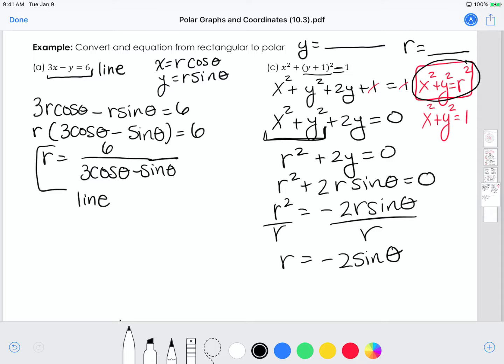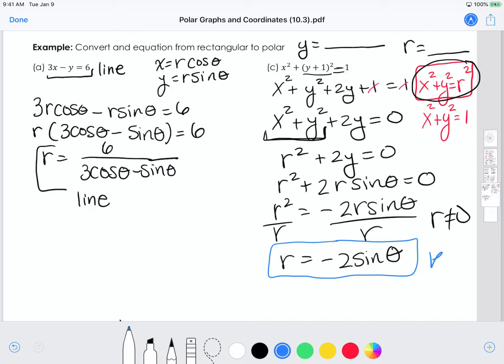Now typically we have to be careful when we're dividing by a variable because we want to make sure that r is not equal to 0. We don't want to divide by 0. But since we know in this case that we're talking about the radius, and the radius is definitely going to be bigger than 0, we can divide by r. So my final equation in polar form is r is equal to -2 sine theta.